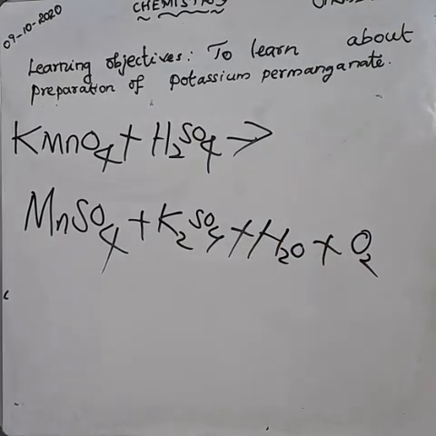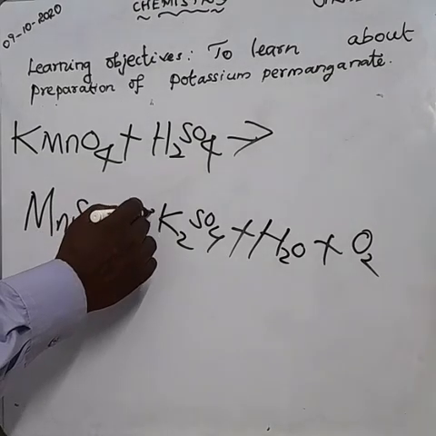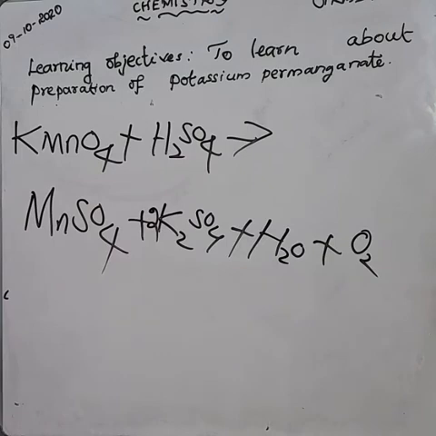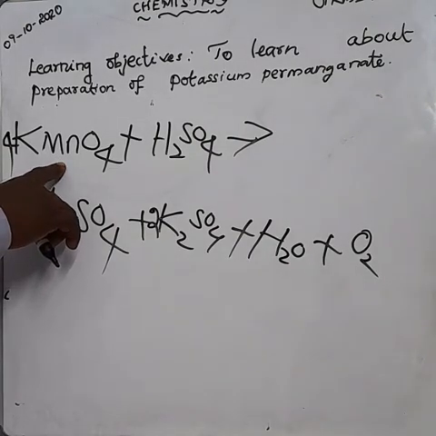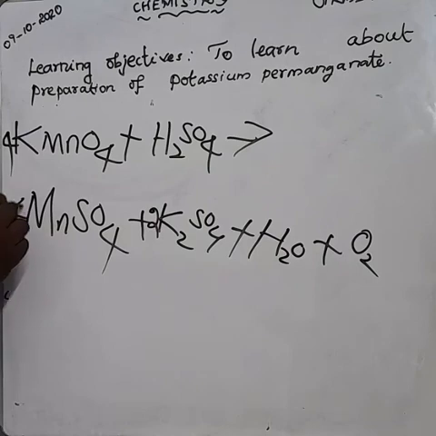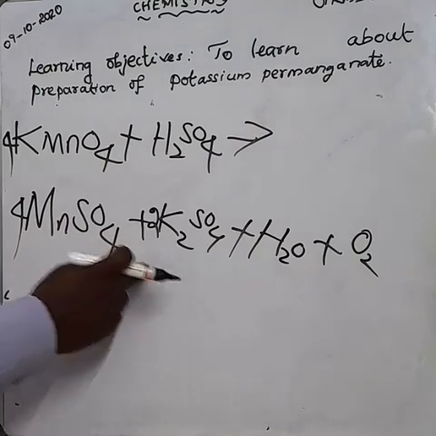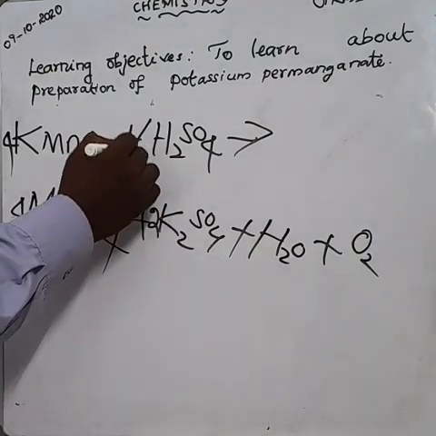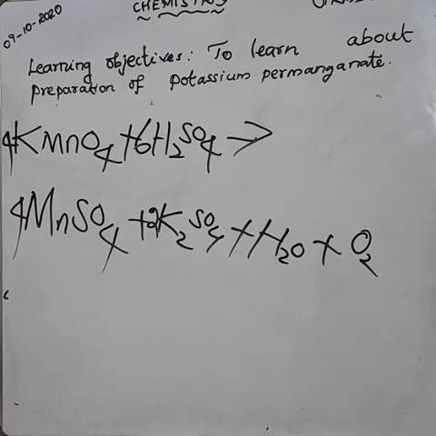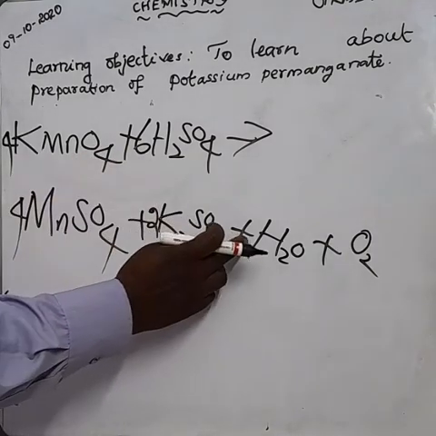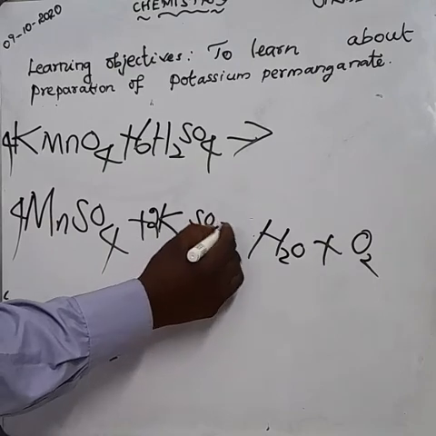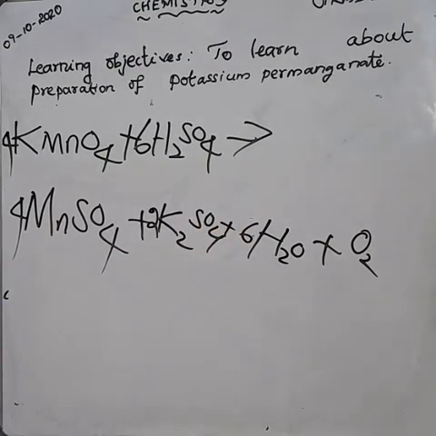Then how can we balance the equation? First of all, for ease, we make it 2 here. So how much potassium is there? 4 potassium, am I right? So make it 4 here. What about manganese? Now also 4. So make it 4 here. Now how much sulfate is there? 4 plus 2, 6 sulfate. So make it 6. What about the water? 6 H2O. So also make it 6 H2O. And oxygen is also balanced. Clear?